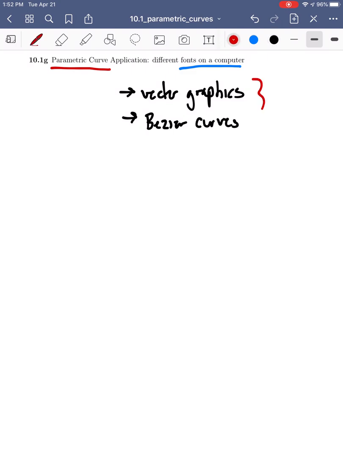So these two objects are really what's going to be happening in the background on your computer, and your computer is describing these types of objects using parametric curves. So let's dig into it.